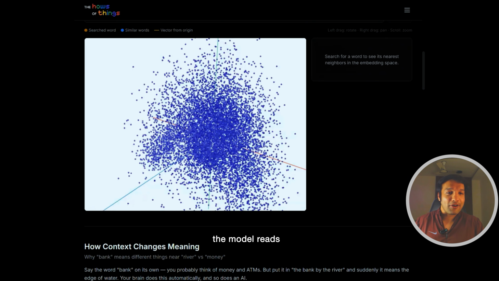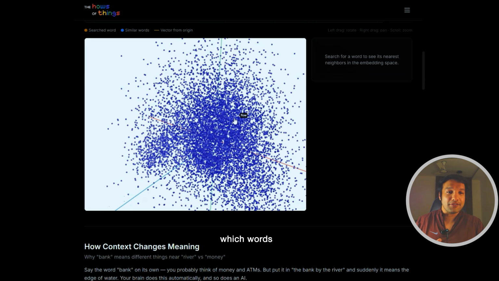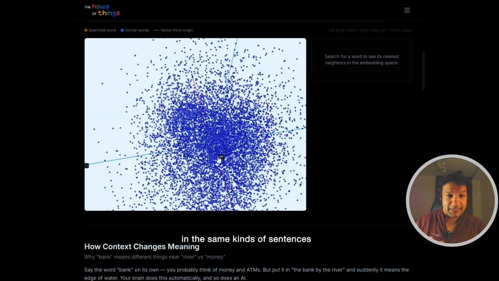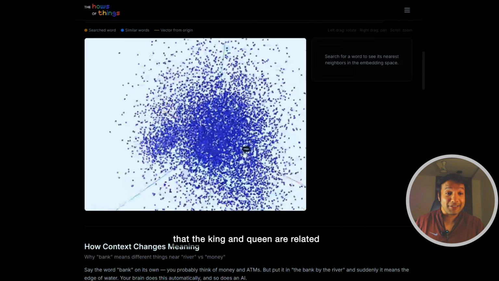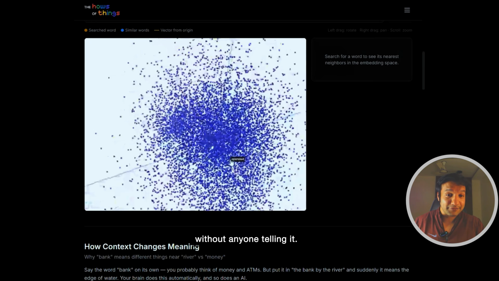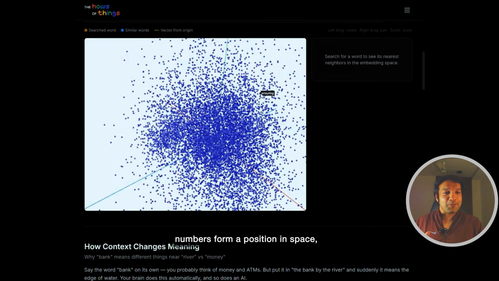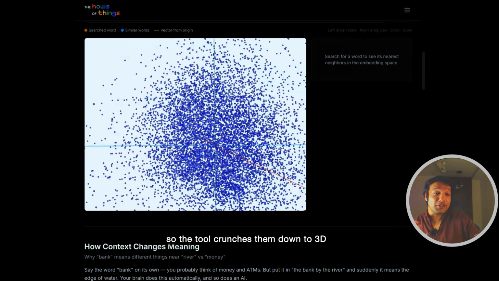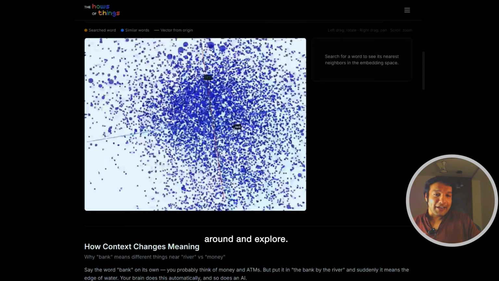During training, the model reads billions of sentences and notices which words show up in similar situations. Words that appear in the same kinds of sentences get similar numbers. That's how the model figures out that king and queen are related without anyone telling it. Each word's numbers form a position in space, like how lat long place a city on a map. Except instead of two numbers, this model uses 384. We can't visualize 384 dimensions, so the tool crunches them down to 3D, so you can spin it around and explore.